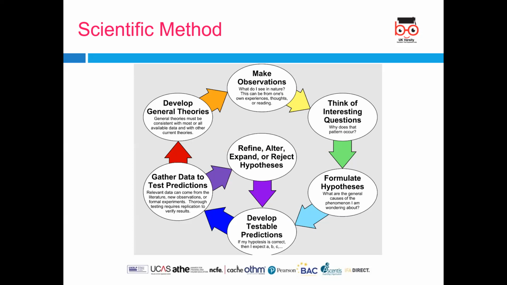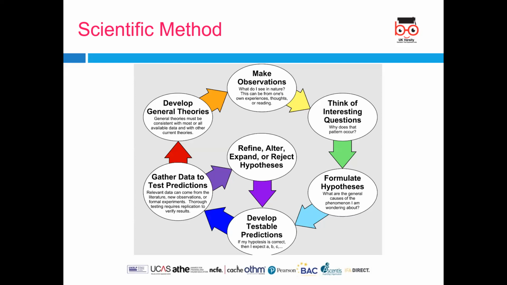Then you develop testable predictions. If my hypothesis is correct, then I can expect A, B, C. For example, if you spend more money on marketing of your product or service, you can get higher visibility for that. So you're developing a testable prediction. Then you gather data to test the prediction. For example, relevant data can come from literature, from primary data collection from the participants, or through formal experiments. Then you need to use statistical testing to see if the hypothesis holds. If there are any changes, then you refine, alter, expand, or reject the hypothesis.